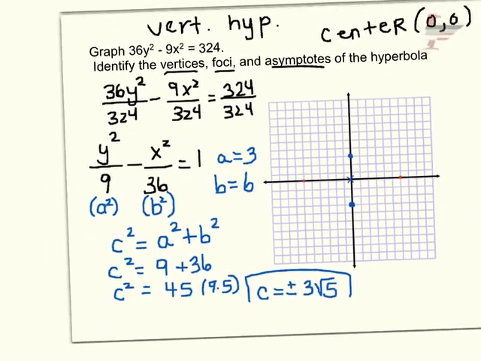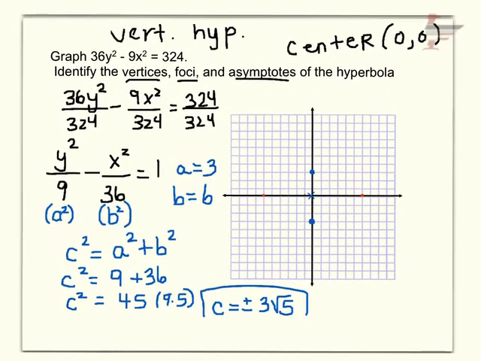So I'm actually going to list my vertices here before I go on. So my vertices are going to be 3 units above and below my center of 0. So it's going to be at (0, 3) and (0, -3), which you can see from the graph. And you don't have covertices with a hyperbola, so do not list covertices.